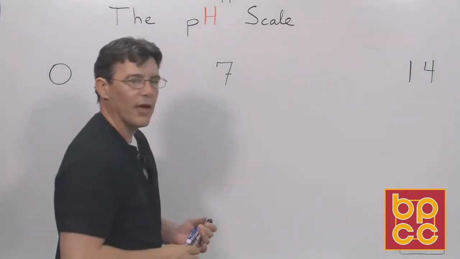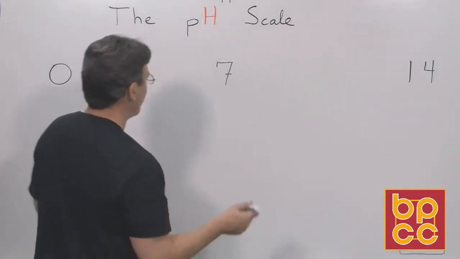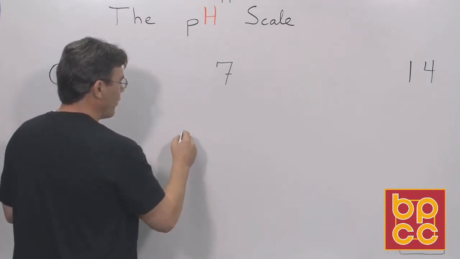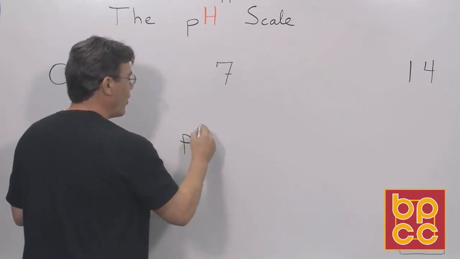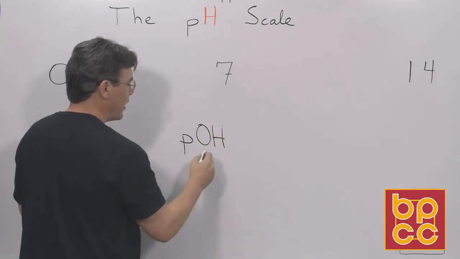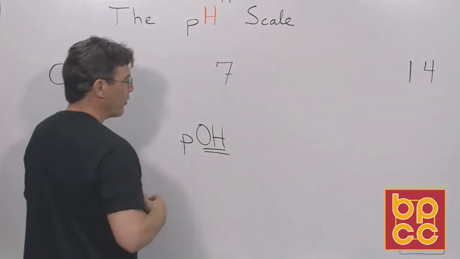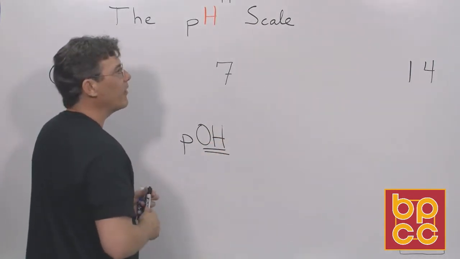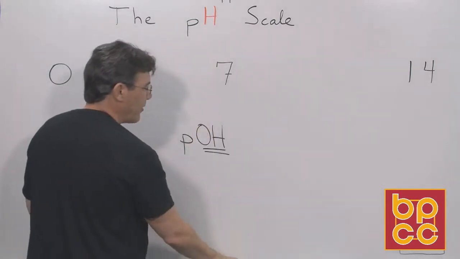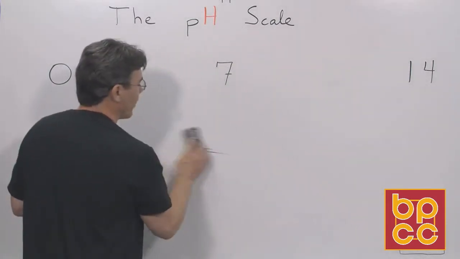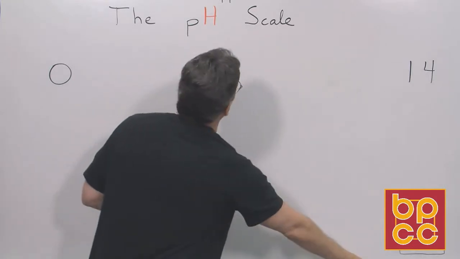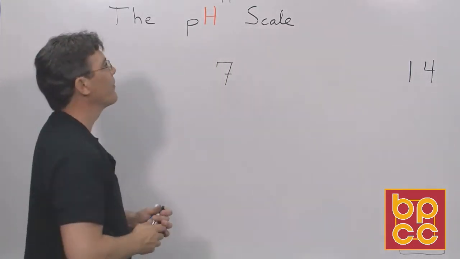There's another scale, much less commonly used, so we won't discuss it in depth here. There's another scale called the pOH scale. Okay, and it identifies and really is focused on the strength of bases. But the pH scale does the same thing. So really we just need one scale. They're just the opposite of each other anyways. So let's look at the pH scale.